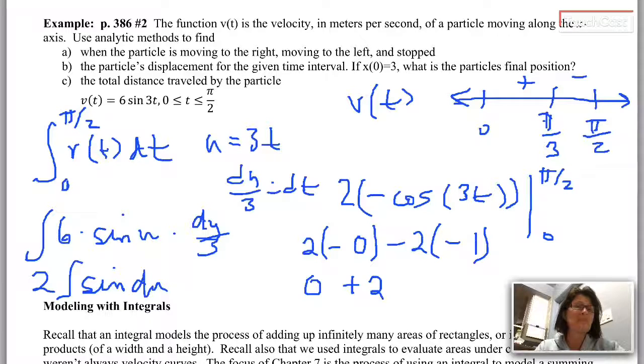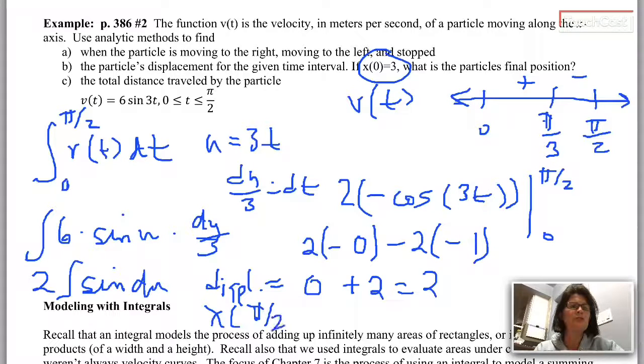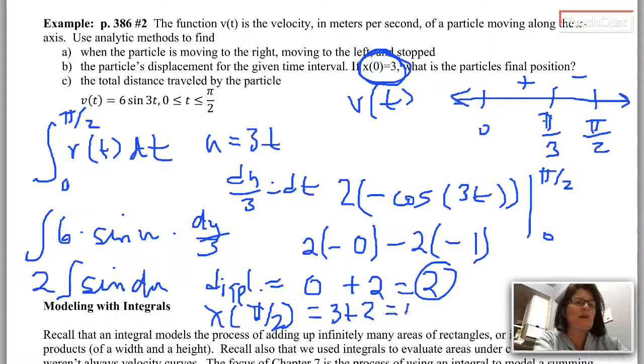And what is the particle's final position? We said the particle's final position is initial position, we've been told, is 3. So let's label this. That was displacement. Displacement is the result of that integral, which is 2. And the final position, which I would call x of pi over 2. Notice I've been told that x is my position function. And I know x of 0 is 3. That means I was at position 3 when I started, and I got 2 extra spaces. So that's going to be 3 plus 2 equals 5.